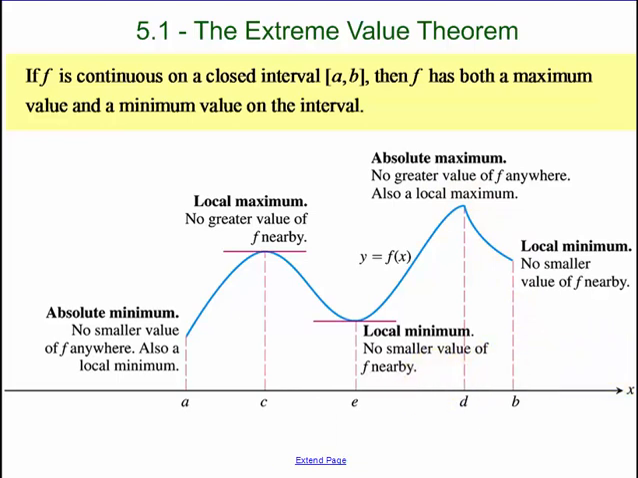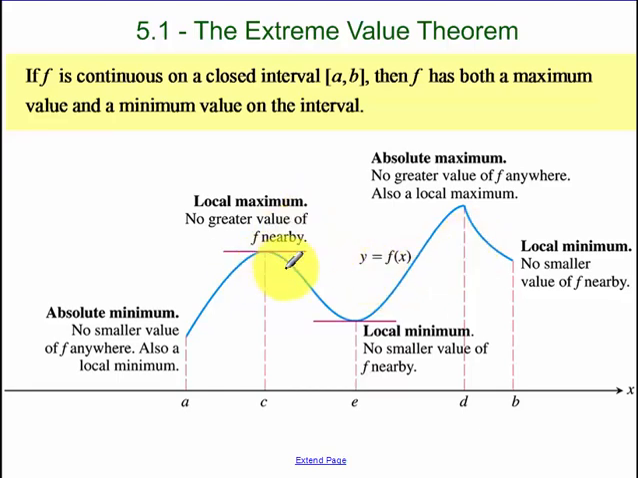So notice a few things. The absolute minimum occurred at one of the endpoints. And then we had some local values, and then we had an absolute maximum where it was the highest point along the interval. Sometimes a local minimum or an absolute minimum is going to occur at an endpoint, or it's going to occur somewhere in between.